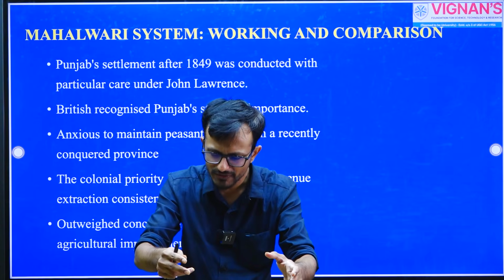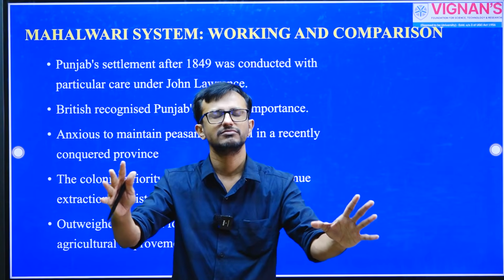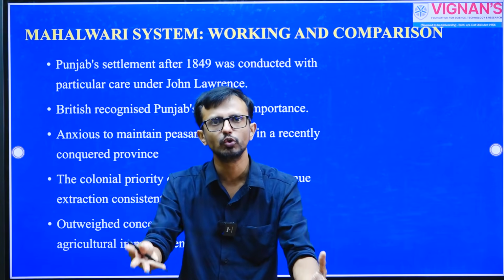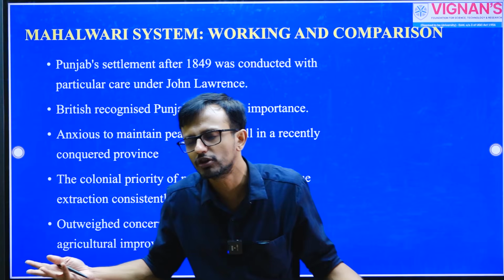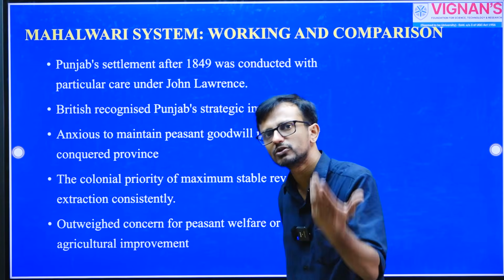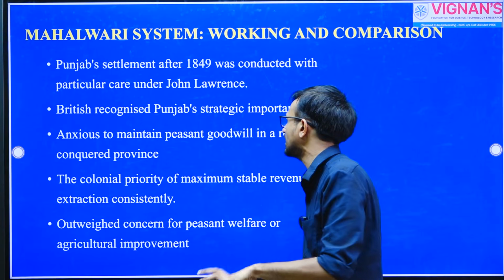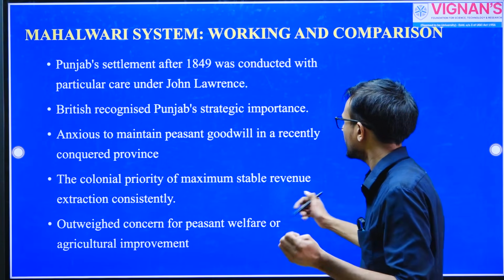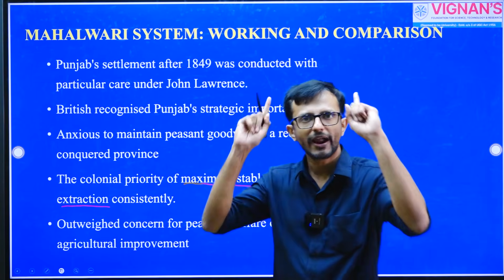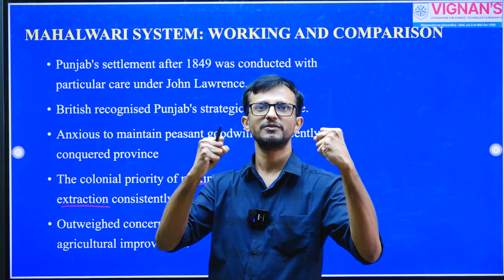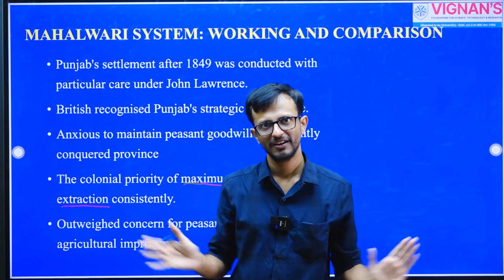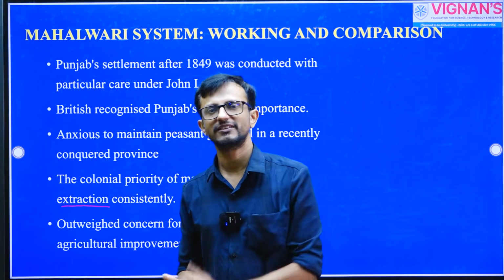High revenue demand was fixed on the lands, and again the people at the receiving end are the peasants. The colonial state is imposing huge revenue demands which the peasants are unable to meet, and they are not able to pay the headman. So this is also affecting the farmers completely, right? Again, maximum stable revenue extraction. The priority is extracting the revenue, not giving welfare to the peasants. Here also the same problem. That is why it also affected the peasants very much.